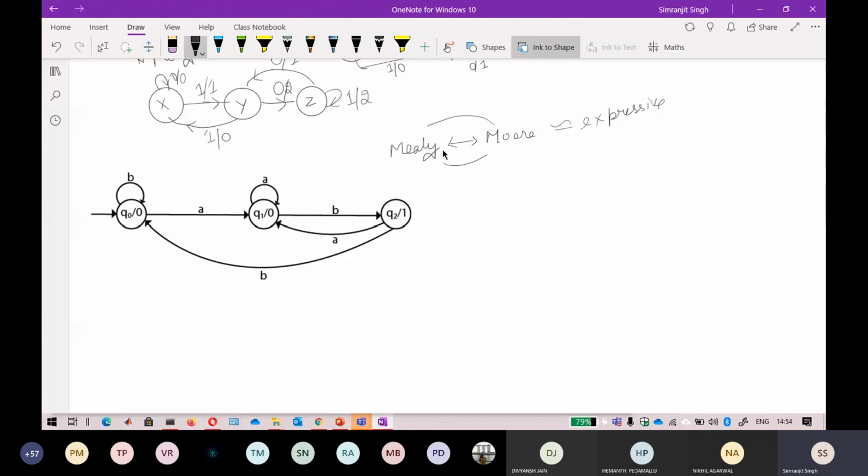If you are able to build a Mealy machine, you can directly convert it into a Moore machine. If you build a Moore machine, you can directly convert it. They are one and the same thing. There is no difference about it. There is one difference I will tell you in the conversion.